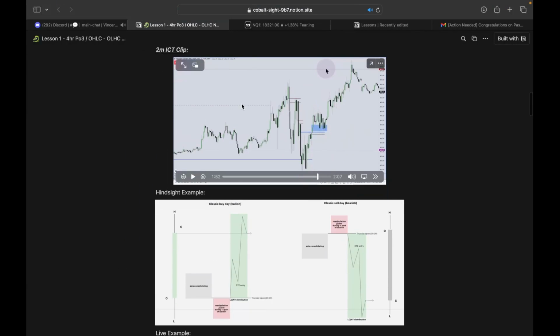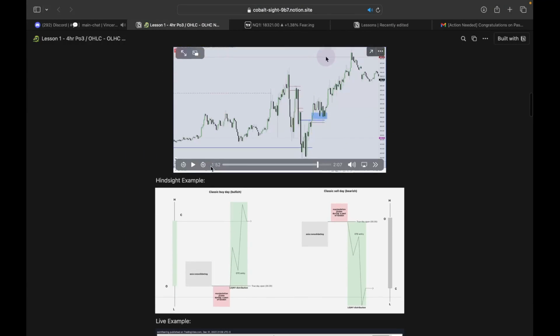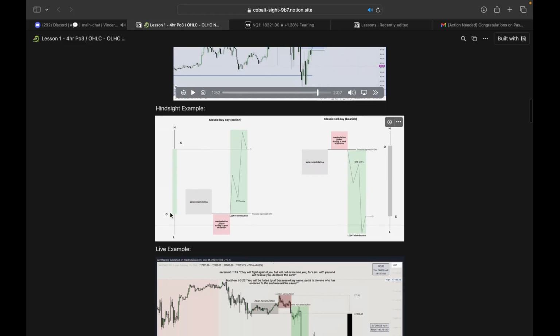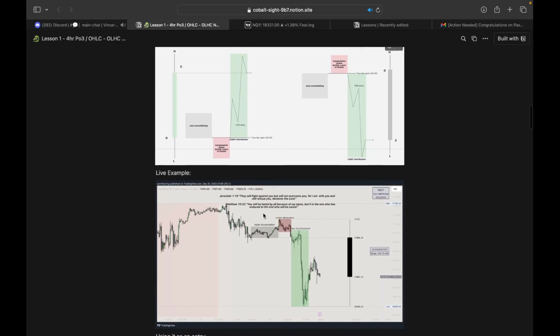So, more clarification from ICT. Here's a hindsight example. Consolidating. This is intraday. Judas swing, manipulation, London session, followed by New York distribution. And here would be a live example.